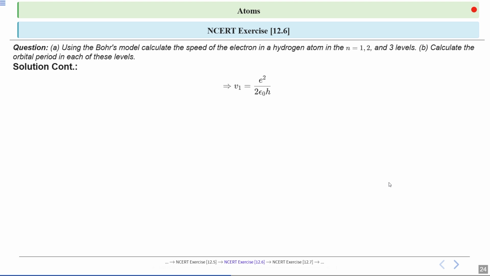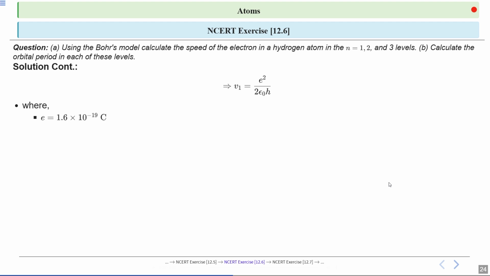First, let's write down the formula for the speed of electron in the first energy level, n equal to 1, according to Bohr's model. The speed v1 is given by v1 equal to e square upon 2 epsilon naught h. Now let's list out what each symbol in our formula stands for. This helps us keep track of physical meaning and units for each variable.